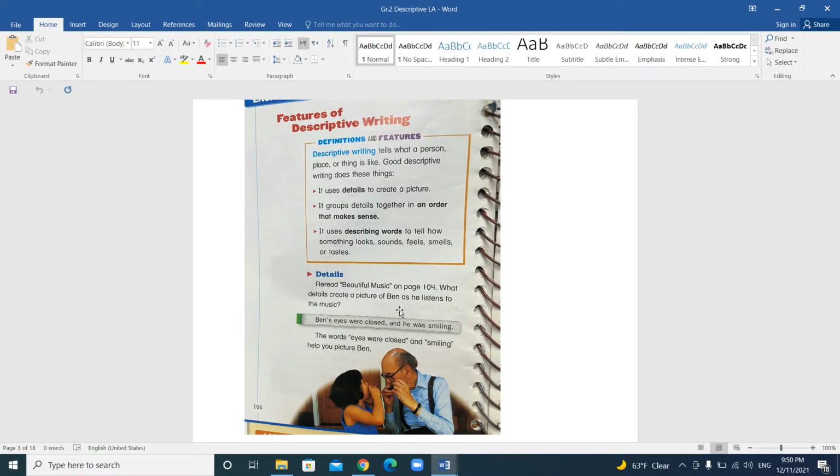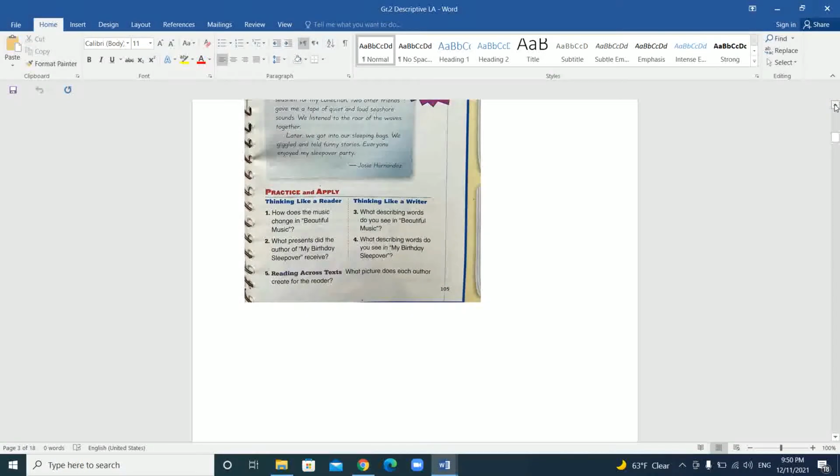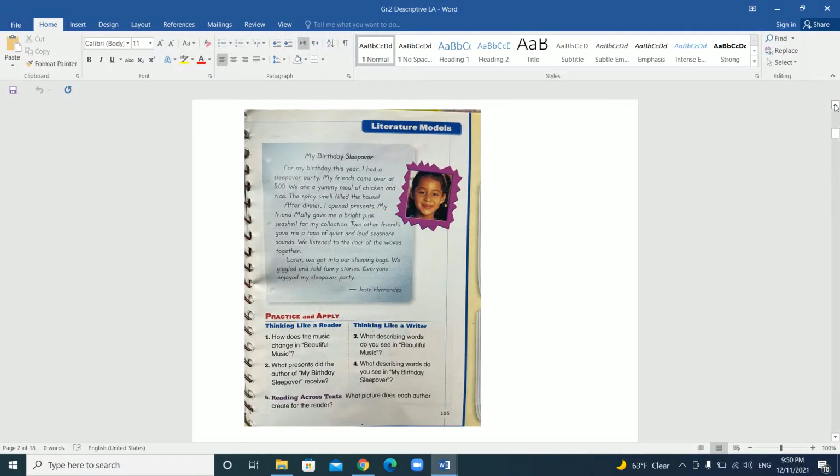Okay, so in class we read an example of descriptive writing about a girl's birthday sleepover, where she wrote a small paragraph about her birthday, right? On page 105, this girl wrote about how she celebrated her birthday by having a sleepover where some of her friends came, and she told us what time they came, what they ate, what they did after they ate dinner, and the gifts that her friends brought her.